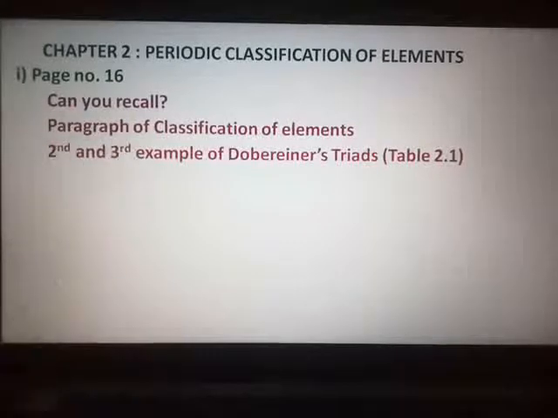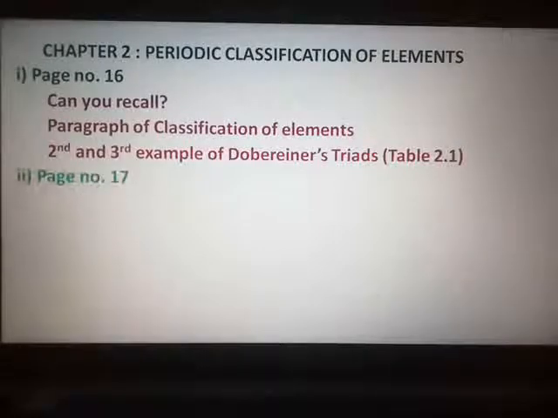You have that example chart 2.1. 3 examples of triads they have given. So the first triad, lithium, sodium, potassium you have to study, and the other 2, that is calcium, strontium, barium and chlorine, bromine, iodine, that 2 you have to remove.